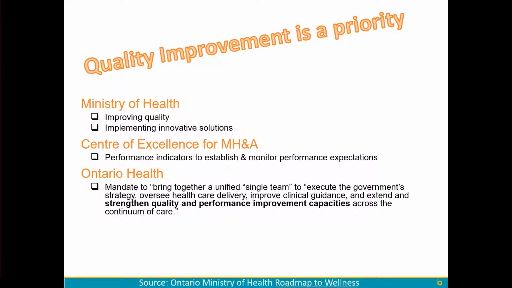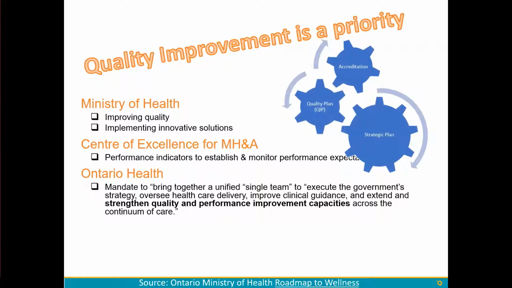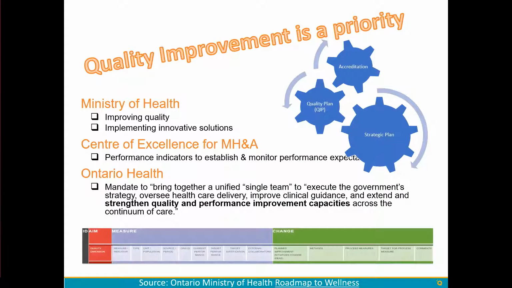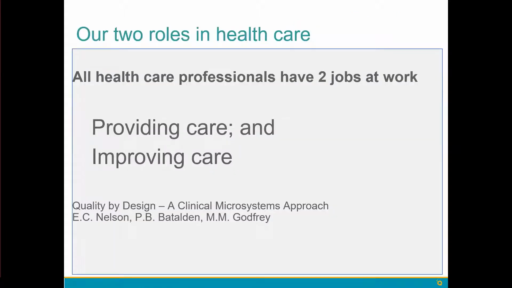So we know that quality improvement is a priority at several different levels. We know this from the Ministry of Health, the Centre of Excellence, and Ontario Health. So Ontario Health has a mandate to bring together a unified single team to execute the government strategy, oversee healthcare delivery, improve clinical guidance, and extend and strengthen quality and performance improvement capacities across the continuum of care. So that's what we're endeavoring to do. And we can see that quality improvement and QIPs closely work with your accreditation and your organization's strategic plan. And at the bottom there, you just saw a graphic come up that is actually taken from a quality improvement plan template.